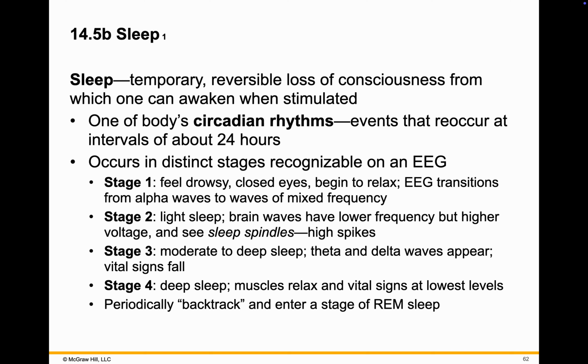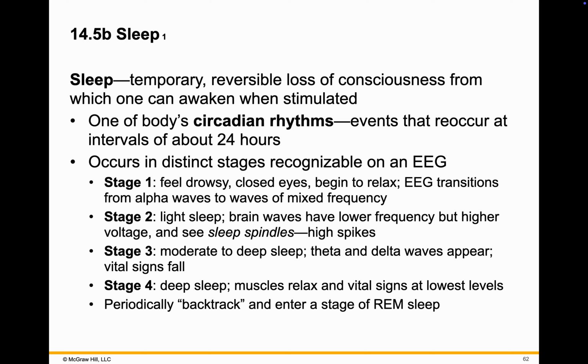Sleep is a temporary reversible loss of consciousness from which we can be awakened when stimulated. It is one of the body's circadian rhythms, events that reoccur at intervals of about 24 hours. They occur in distinct stages, which can be recognized with an EEG. In stage 1, you feel drowsy, your closed eyes begin to relax, and we go from alpha waves to waves of mixed frequency. Stage 2 is a light sleep.